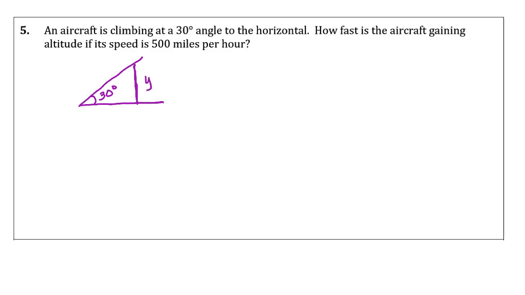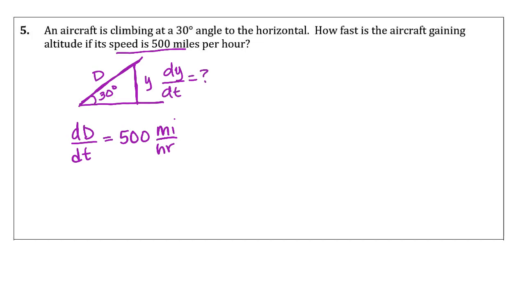And I'm going to label that y, and this side length over here, I'm going to label that the distance, because that's how far the plane has traveled. Now it's important to label the hypotenuse, because how that side is changing is here with the speed. So from the problem, I see that dd/dt is going to be 500 miles per hour. Now, from this other part, we need a geometric formula to set up, because we need to find dy/dt. We need to know what is that rate of change there.